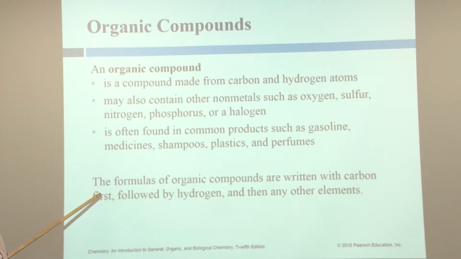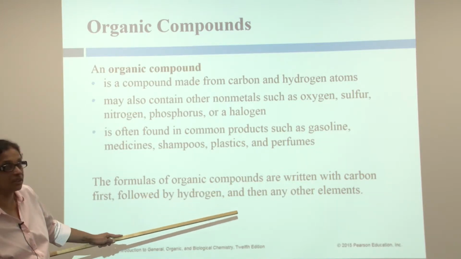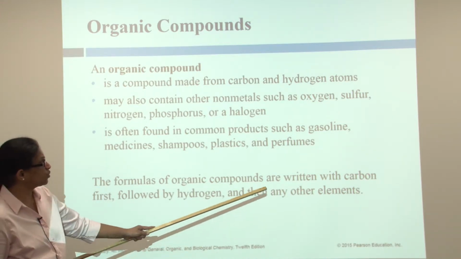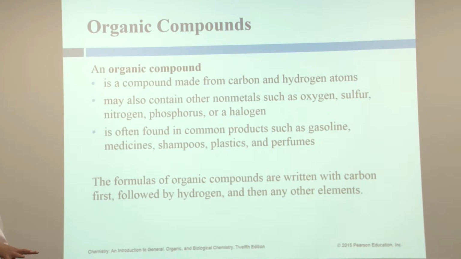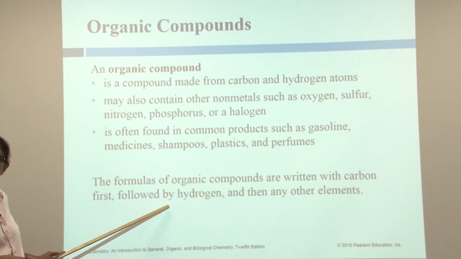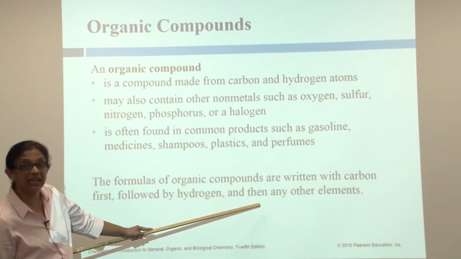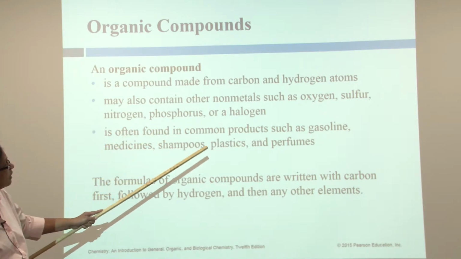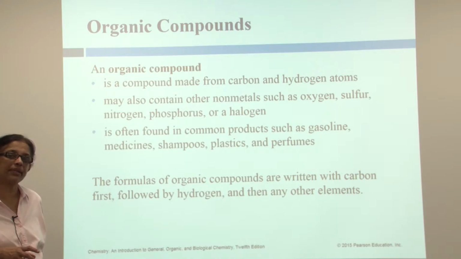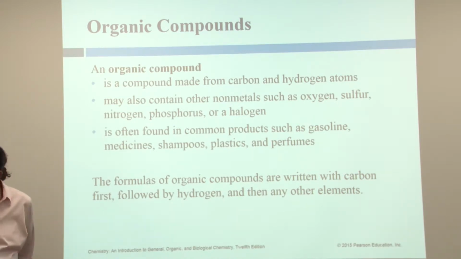So the formulas are written with carbon first, followed by hydrogen and any other element. When you're setting up the molecular formula of an organic compound, the first element you start with is carbon. Carbon is the base of organic compounds. Then you go into hydrogen. Hydrogen is the next most important component, hydrocarbon. And then you can get into any other element, which we said was either oxygen, sulfur, nitrogen, phosphorus, halogen. These are all also components of certain organic compounds.